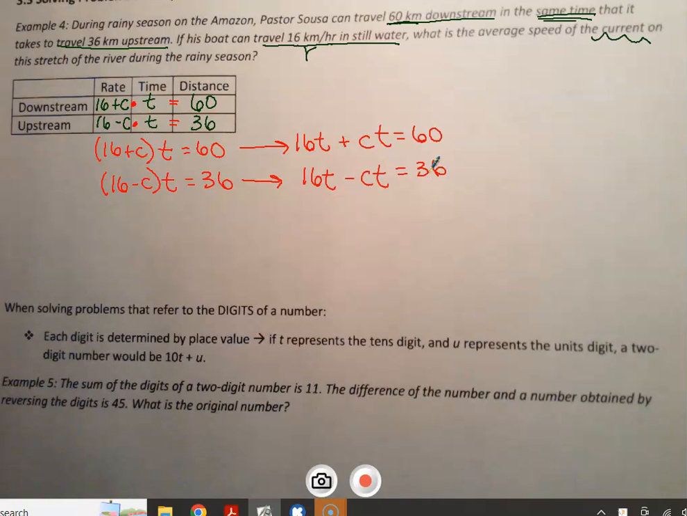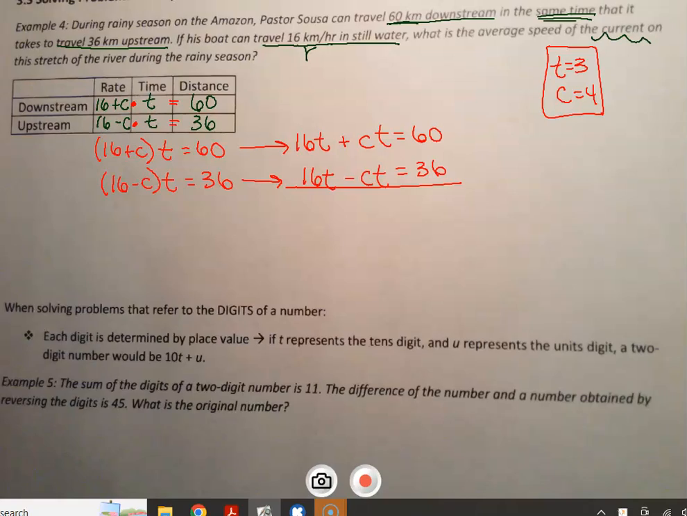These equations are set up to be solved already by elimination, right? A positive ct is going to be eliminated with a negative ct. So you can do elimination from there and solve. And you should get t equals 3 and c equals 4 when you solve this system, to know that it's right. But it is handy that in this case, we already have two variables in there, so we already have our system of equations.